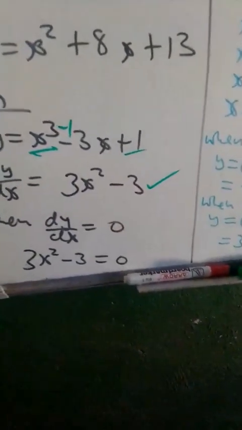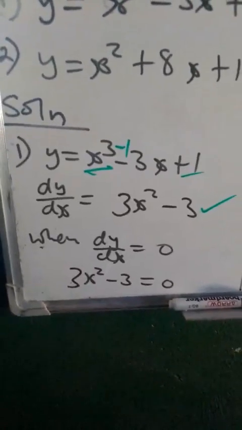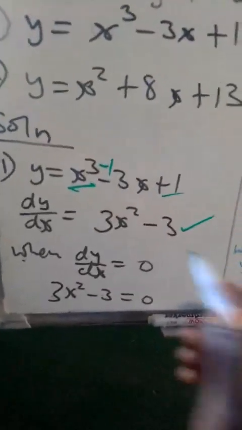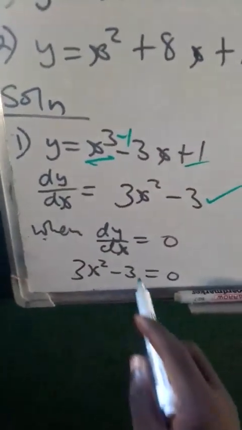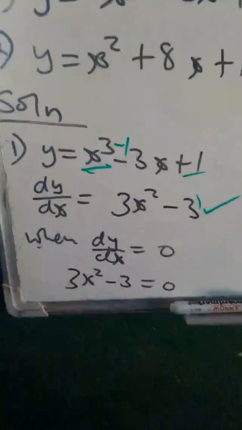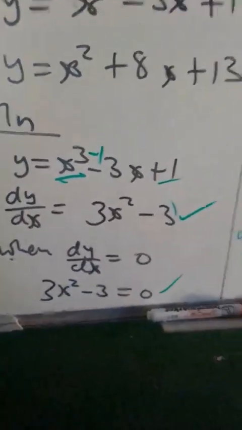3x squared minus 3. Then we are going to use the fact that at a stationary point the gradient is 0. So this is the gradient function, and we are just going to equate the gradient function to 0. Then we find the value of x like this. This is our equation now.